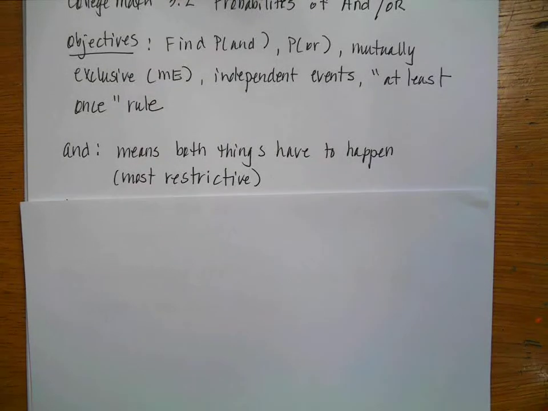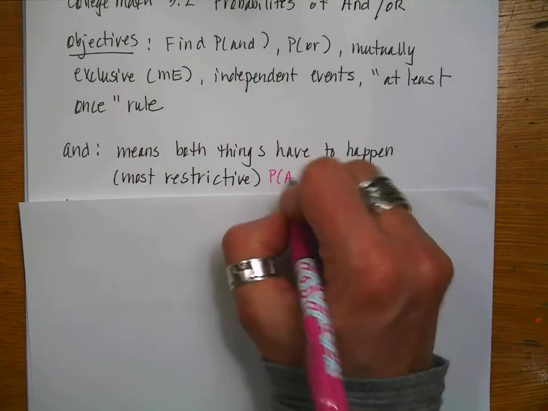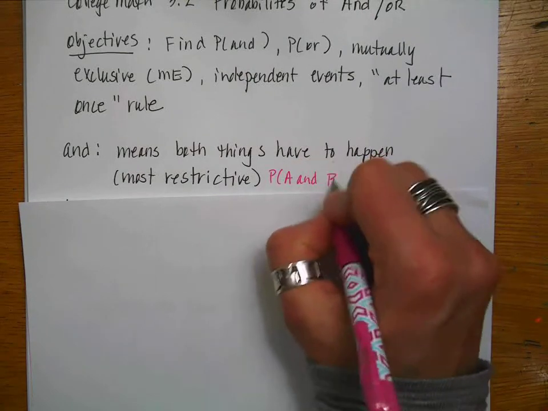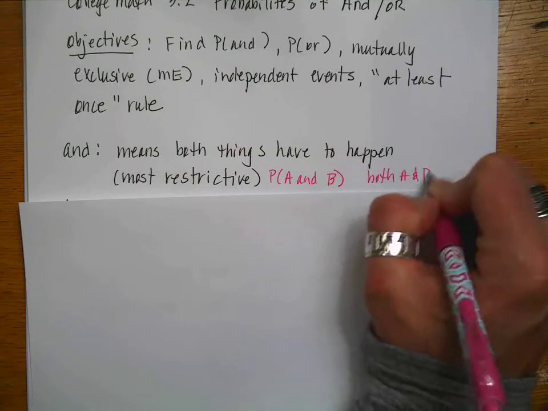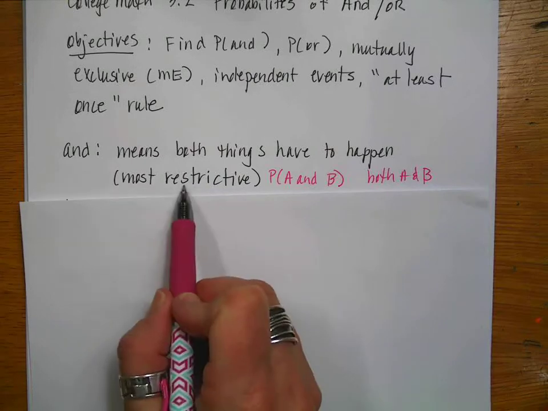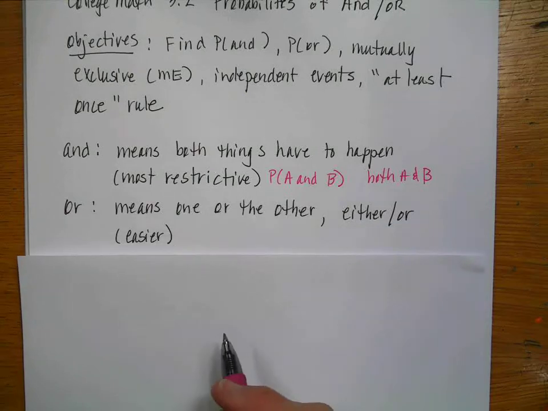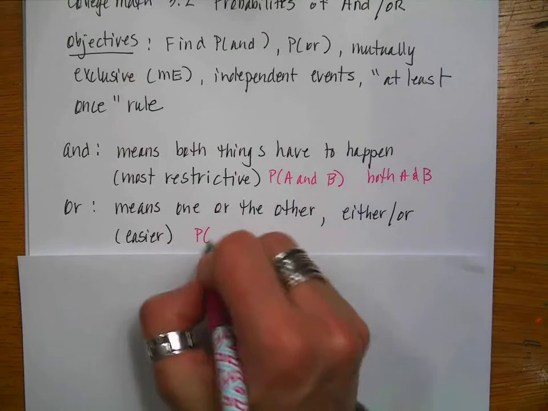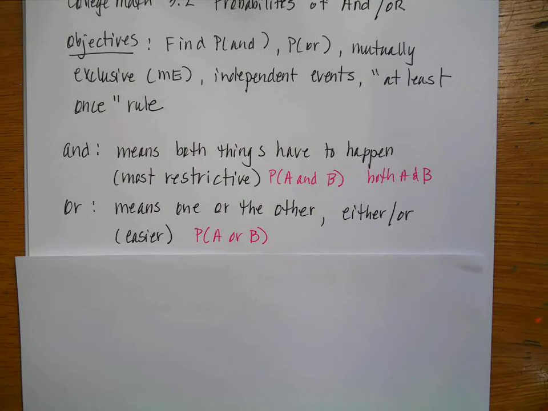And means that both things have to happen at the same time. So if I want the probability of A and B, that means that both A and B have to happen at the same time. The probability of and is the most restrictive. The probability of or means that one or the other are either or. So then the probability of A or B means that either or A and B could happen.